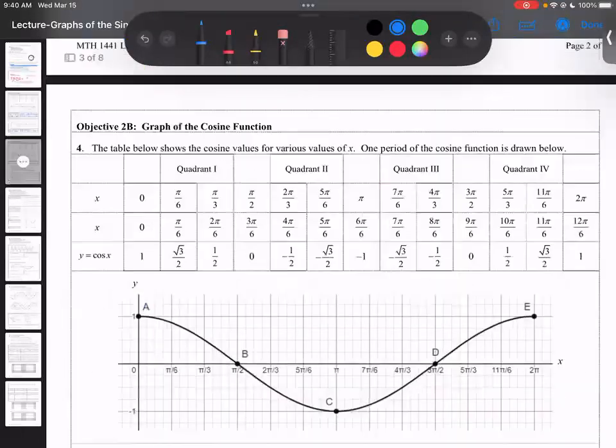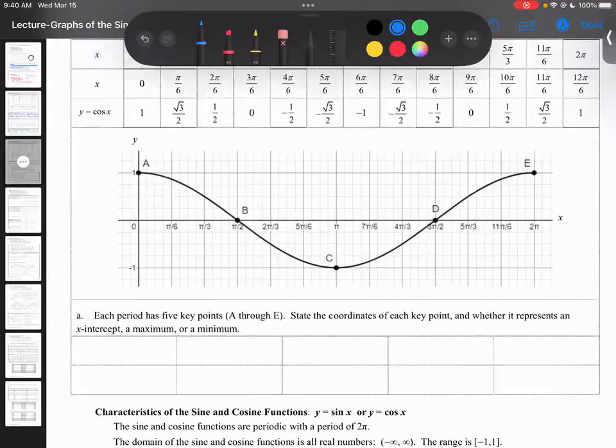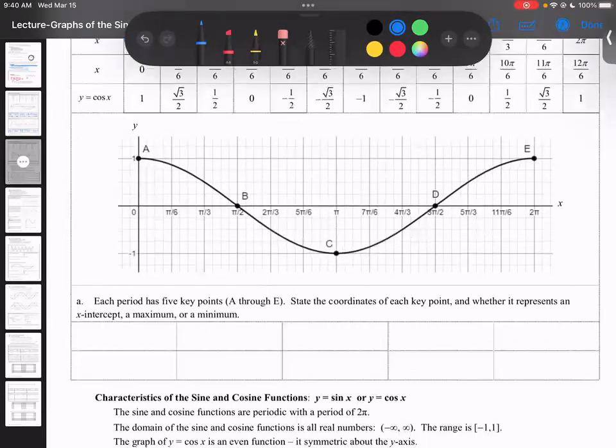Where cosine, you see it start where? It's not started at 0, 0. It started at 0, 1. So it's symmetric about what? The y-axis, it's an even function. We'll prove that later. But go ahead and fill in these here for me.